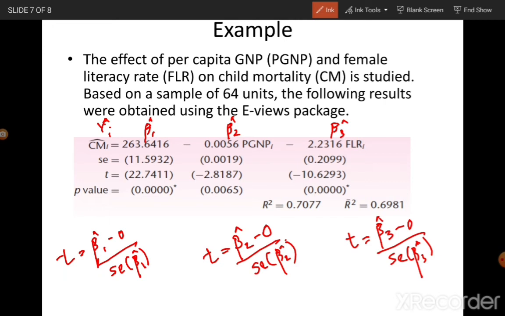What is the null hypothesis? That beta 1 is equal to 0. So if you reject the null hypothesis, that means beta 1 is statistically significantly different from 0. And if it is different from 0, it means that it has some valuable impact or effect on the value of yi.